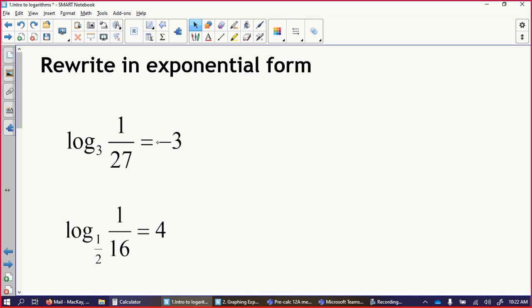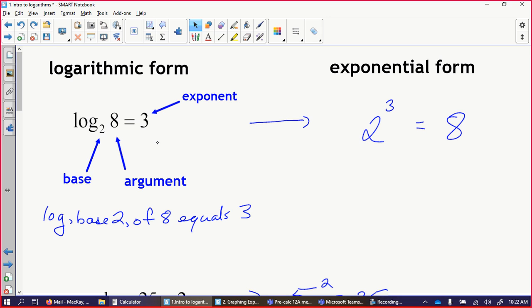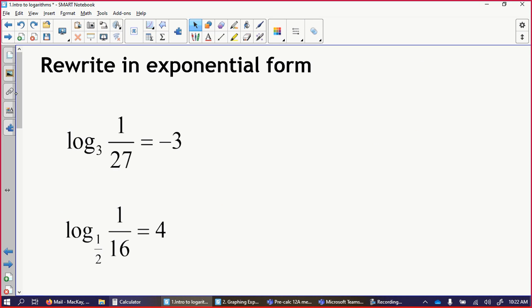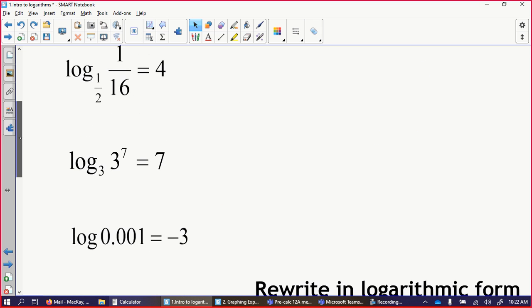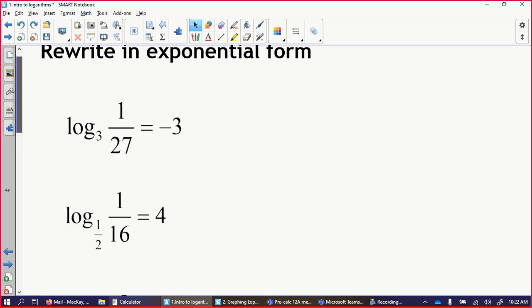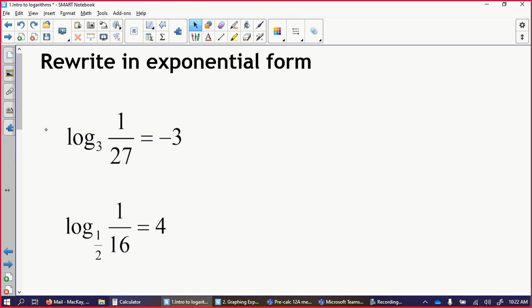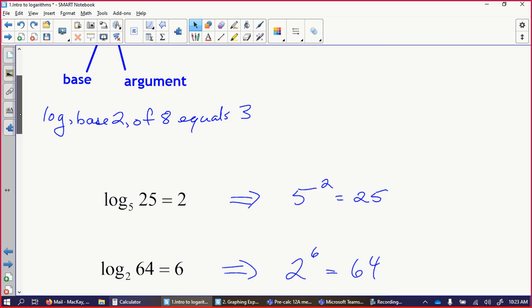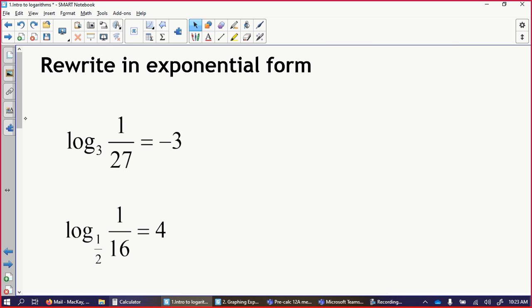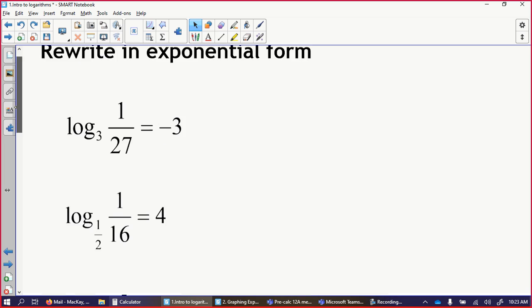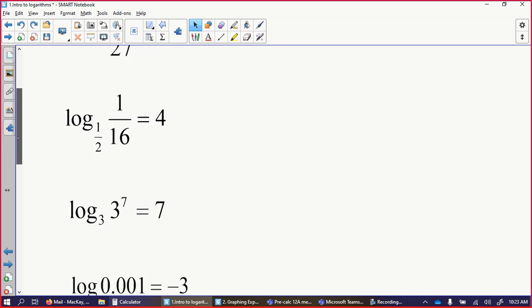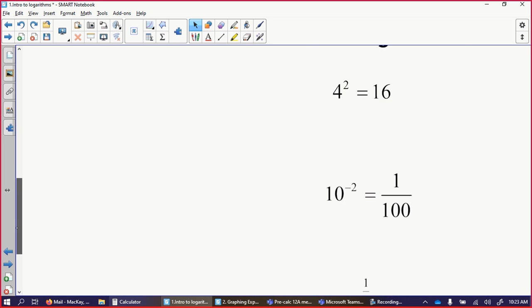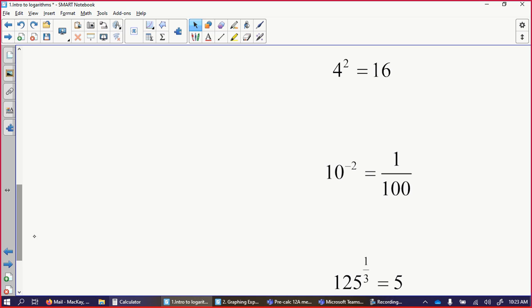So, what's that? Rewrite in exponential form. Oh, wait, that's kind of what we just did. This is where you can do some of those. Oh, rewrite in logarithmic form. All right, let's look at some of these.